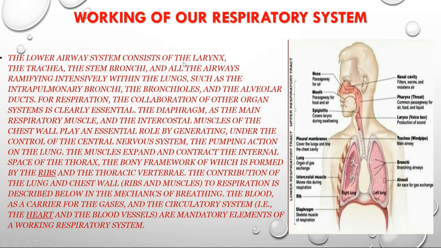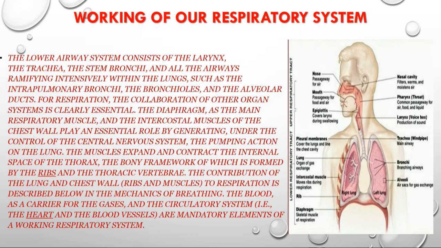The lower airway system consists of the larynx, the trachea, the stem bronchi, and all the airways ramifying intensively within the lungs, such as the intrapulmonary bronchi, the bronchioles, and the alveolar ducts. The first part we discussed slightly was the upper airway system. Now we are going to start with the lower airway system.